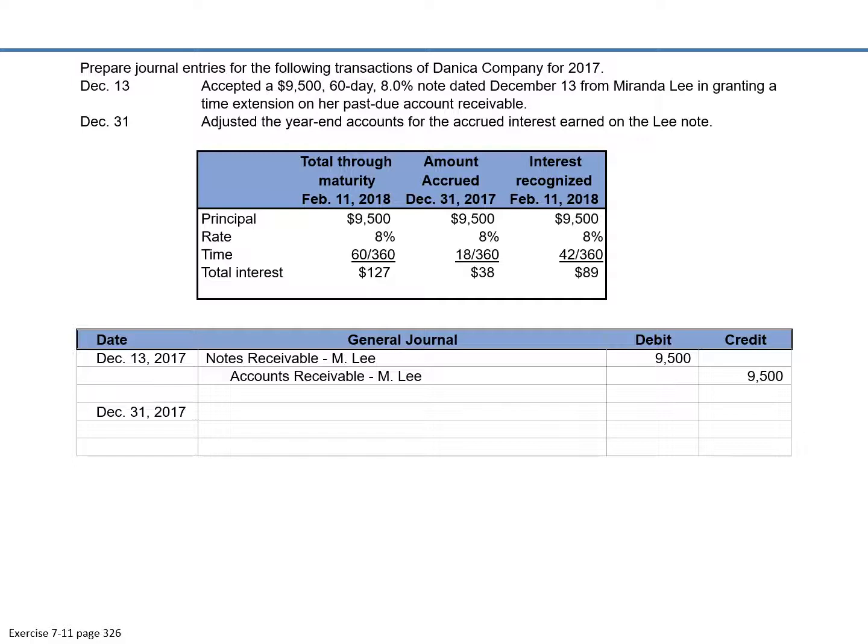Then on December 31st, we have to recognize the accrued interest, which we already calculated above for 18 days. So we have interest receivable of $38 and we have interest revenue of $38. Okay?